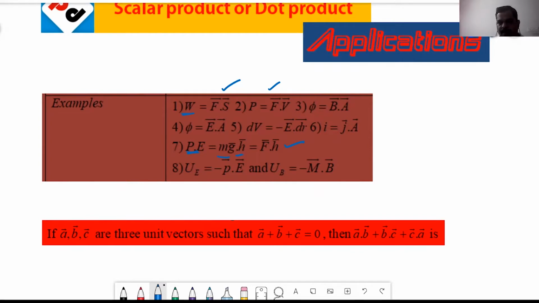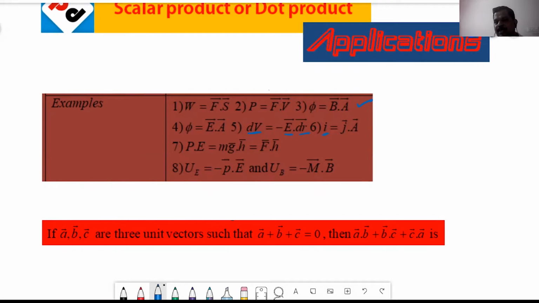And the remaining you come across in the second year. This one is flux. We say magnetic flux, B bar dot A bar, magnetic induction and area. This is called electric flux, E bar dot A bar. This is potential difference, E bar dot D bar, where E is the intensity of electric field.